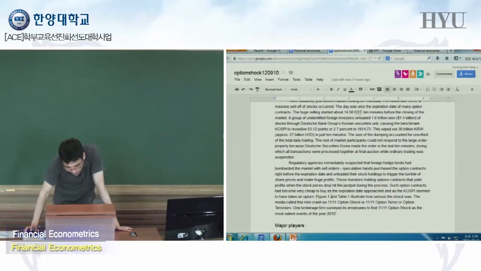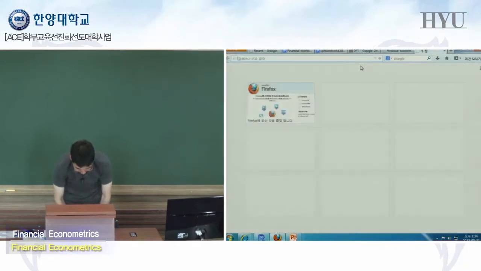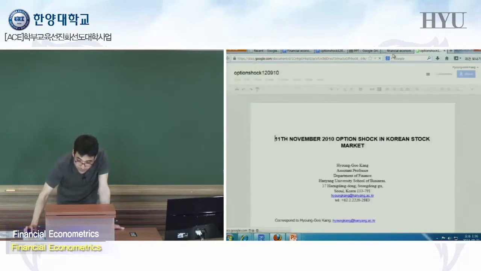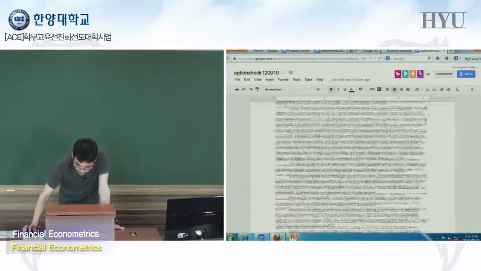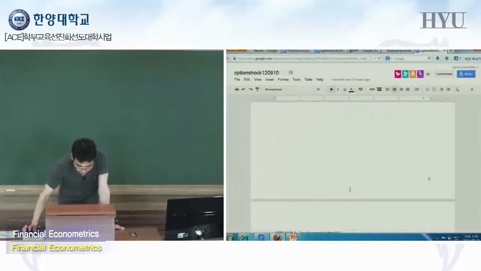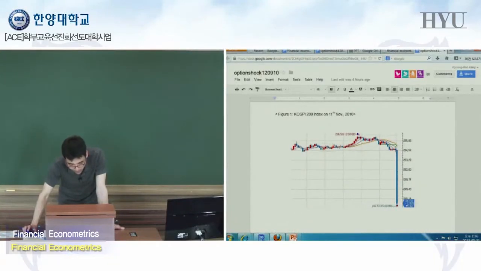Anyway, figure 1 and table 1 illustrate how serious the option shock was. Let me open this in another window. Okay, this is figure 1. So the stock market was okay, and suddenly there was a big drop, right?